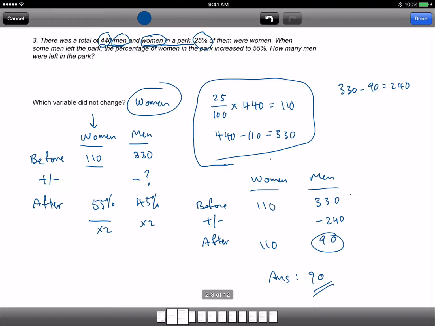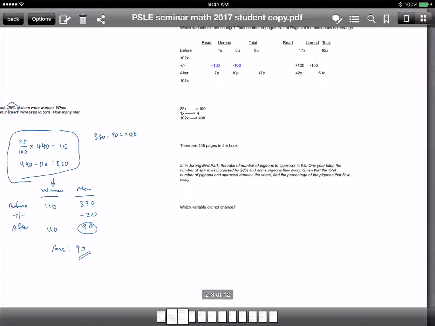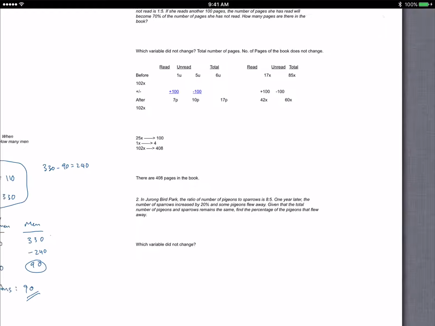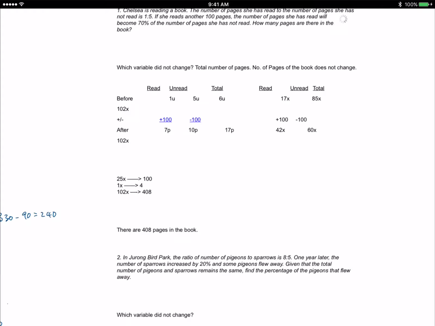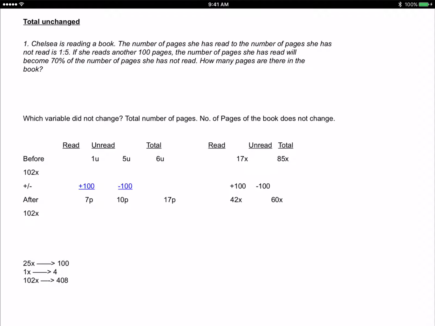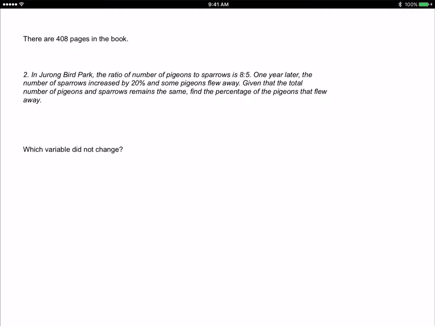Okay, and how did we do that? We made the number of women the same, and from there we were able to find the answer. Okay, this is a before and after, single, unchanged. Next question. Okay, so the next question is about total unchanged. So we have to find the total number that did not change, and let's take a look at the question.